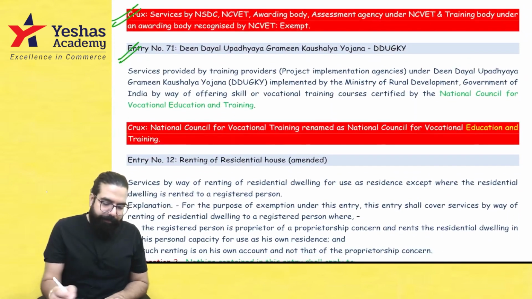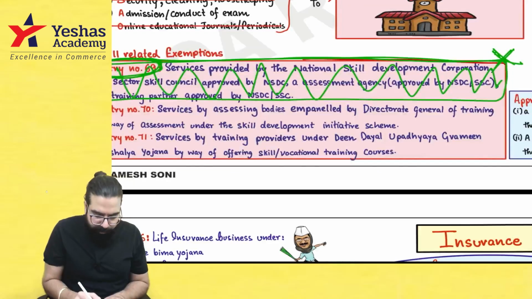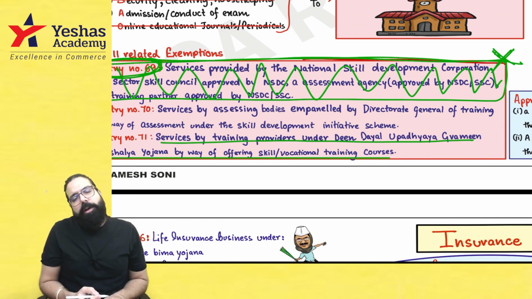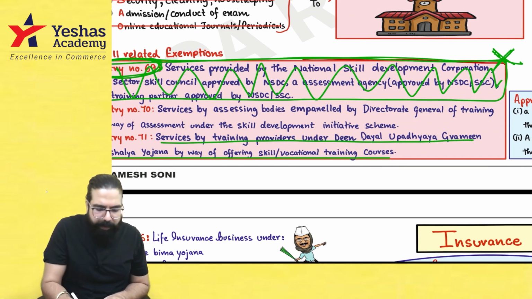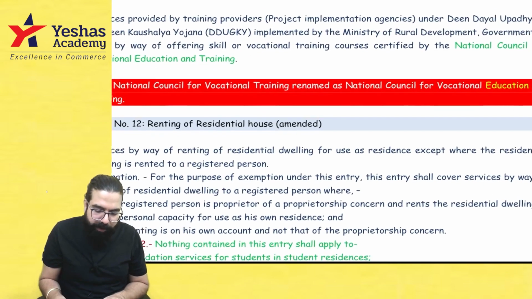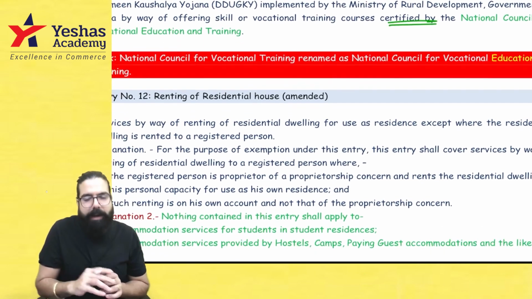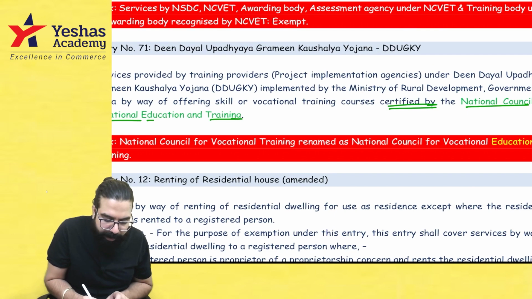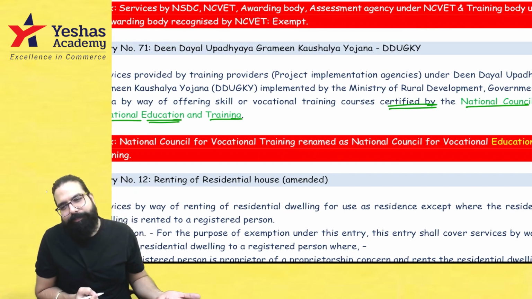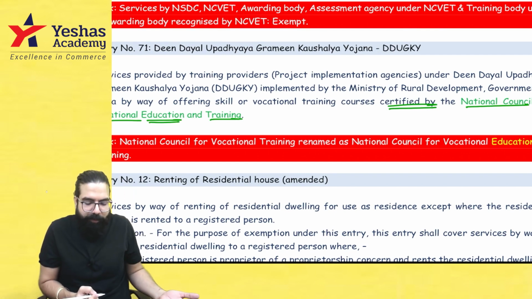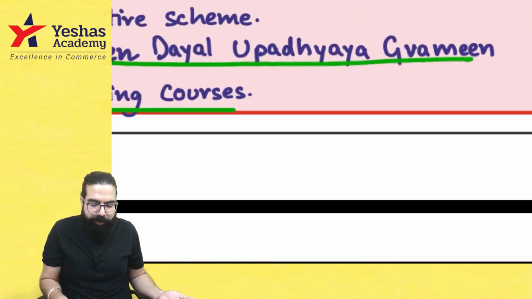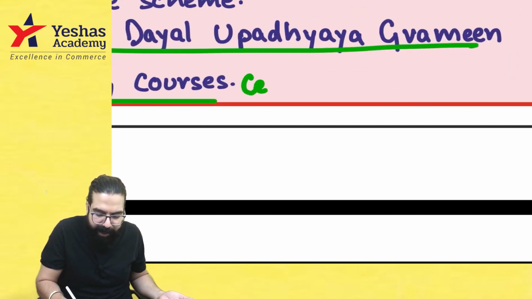Now, nothing, Baba. Deen Dayal Upadhyay, this we already knew. The services by a training provider under Deen Dayal Upadhyay Gramin Kaushal Yojana offering vocational training were exempted. Here, Deen Dayal Upadhyay training courses were certified by NCVT. Now the name has become NCVET. So sir, what changes should we make? Nothing, Baba. Whenever they are providing skill or vocational training courses which are certified by.